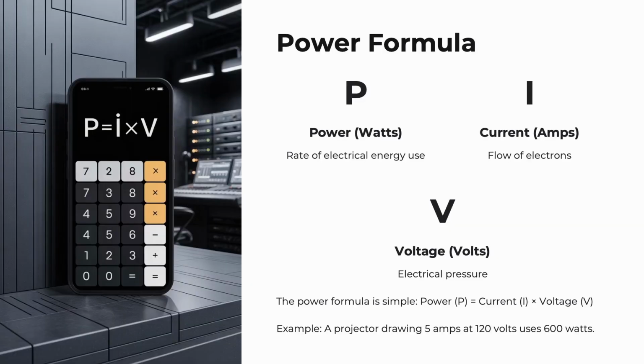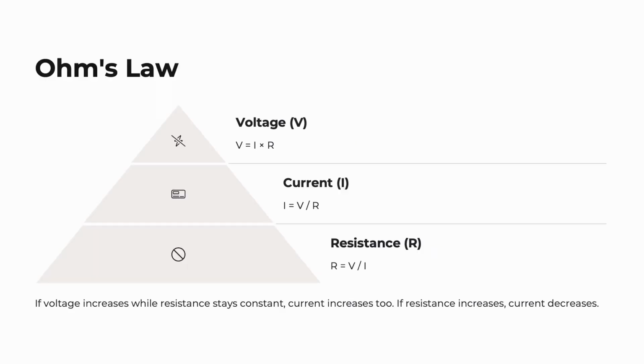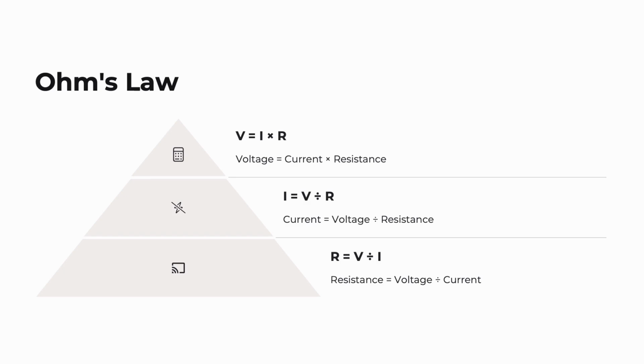Recall that power is measured in watts. In electrical systems, it's calculated using the core formula of power equals current times voltage. So if a device draws 2 amps at 120 volts, it uses 240 watts. And with Ohm's law, voltage equals current times resistance. So if you know any two of these values, you can always solve for the third.